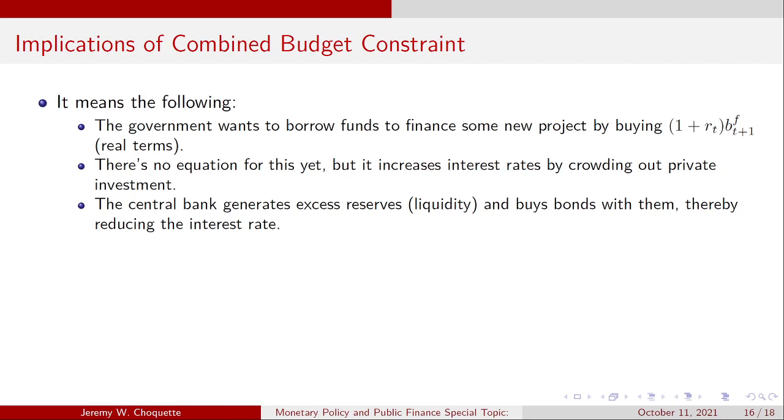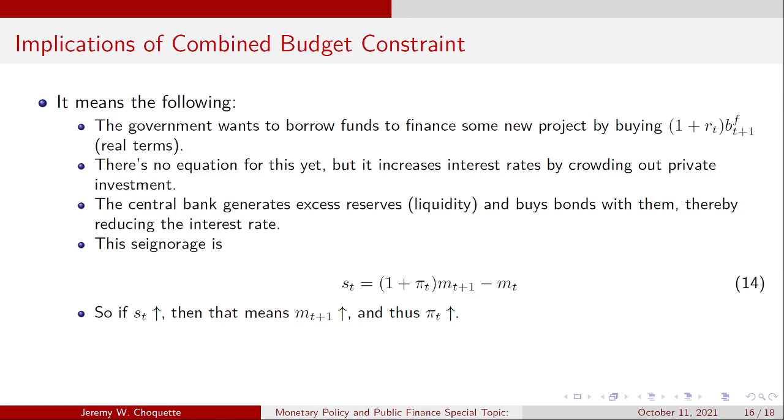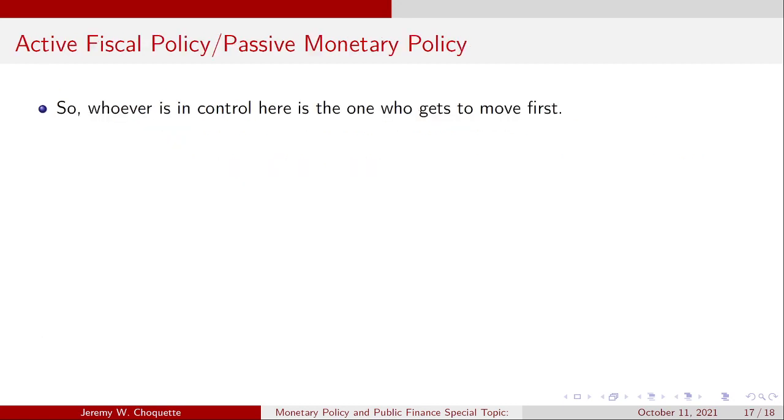So they can buy bonds, they reduce the nominal interest rate. But we've got seniorage, right? So if they want to reduce the nominal interest rate, that's fine, but they're going to be increasing the rate of inflation. So if seniorage goes up, money goes up, inflation goes up. So this kind of leads us to a question of who's in control, right? Is the fiscal authority in control of this, or is the monetary authority in control of this? And the answer is, well, it kind of depends on what's going on.